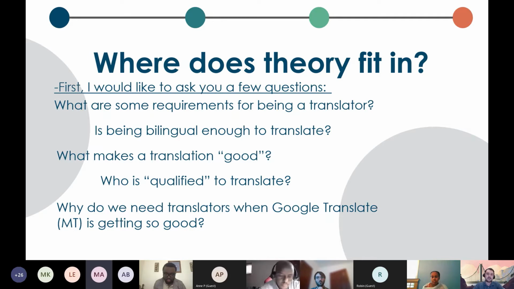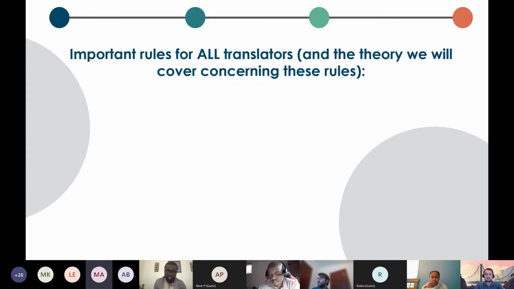So answering these questions, this is why I think theory fits in. This is the justification for today: a lot of these things have to somehow be defined. And the hope for theory is that we can answer these questions ourselves. When we get a translation task, we should be able to answer the question: how do I create a translation that's good, basically? Our definition of good, of course, will change from project to project, but nonetheless, we should be able to define what a successful translation is. And that is where theory fits in.